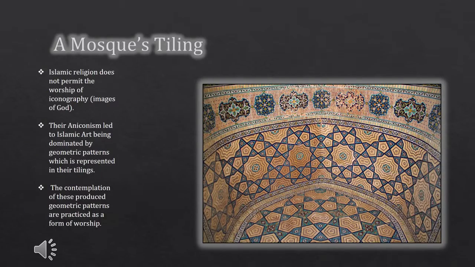Now this is an example of a mosque tiling. The Islamic religion does not permit the worship of iconography, an example would be an image of God. This aniconism led to Islamic art being dominated by geometric patterns, which is represented in the tilings found within their houses of worship. The contemplation of these produced geometric patterns is also practiced as a form of worship.